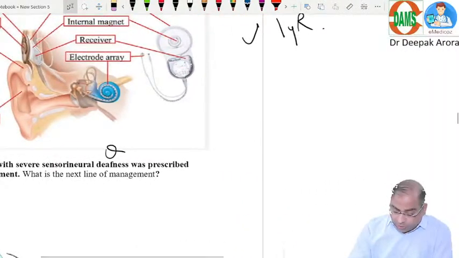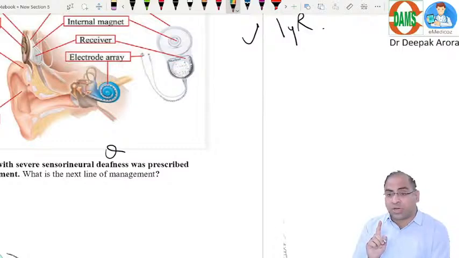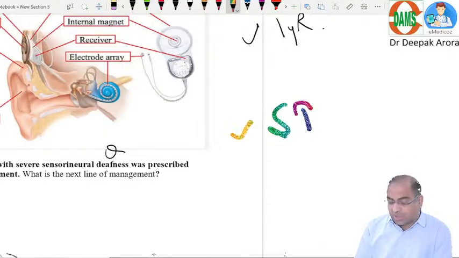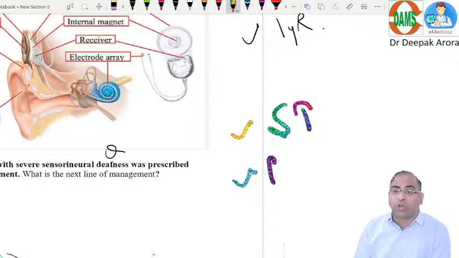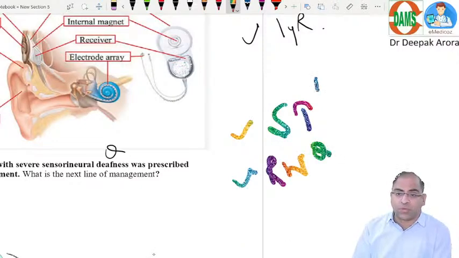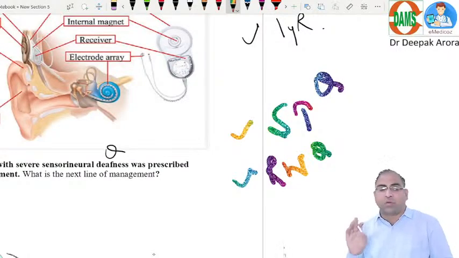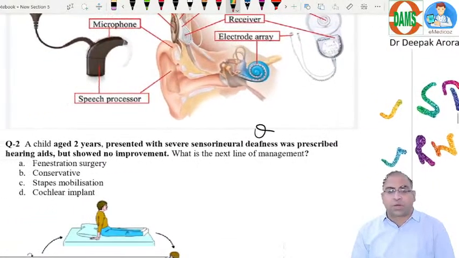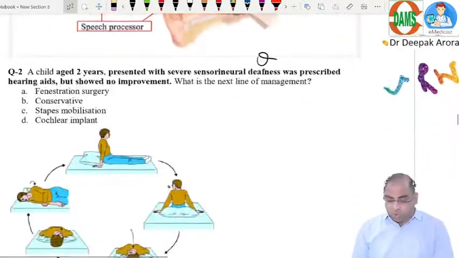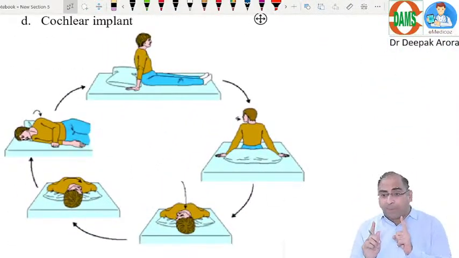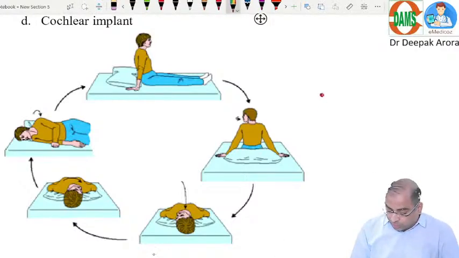One more important point, just remember, in cochlear implant we keep the electrode in scala tympani via the round window. These are the two important MCQs: the cochlear implant is placed in scala tympani and via round window. Clear? Now, what I am showing you is one slide. If the examiner shows you something like this, it is Epley's maneuver. Which topic am I talking about?